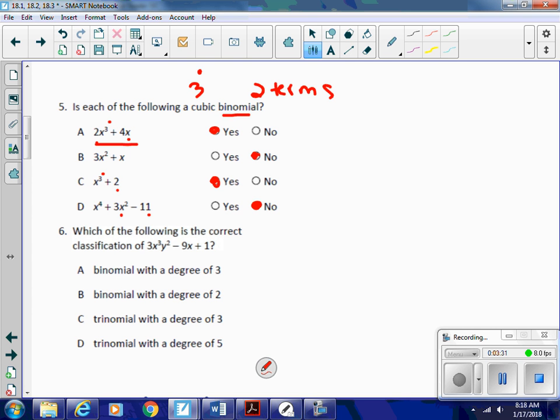Number 6, which of the following is the correct classification of this expression? Is it a binomial with a degree of 3? No. Is it a binomial with a degree of 2? No. Trinomial with a degree of 3? Well, it's a trinomial, but the degree is not 3. I see a 3. Those add up to 5. It's the highest amount. The choice is D.